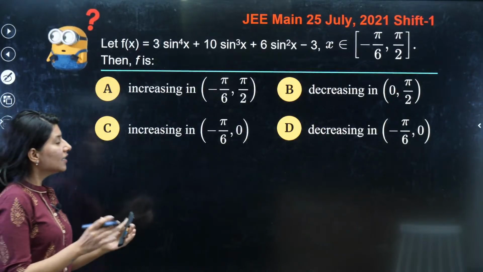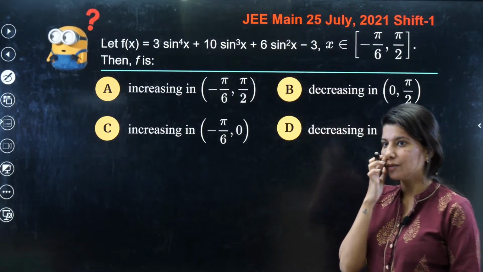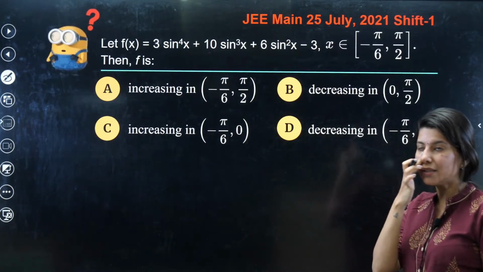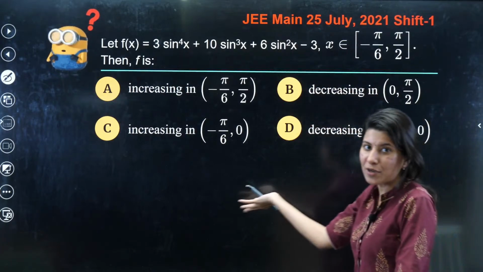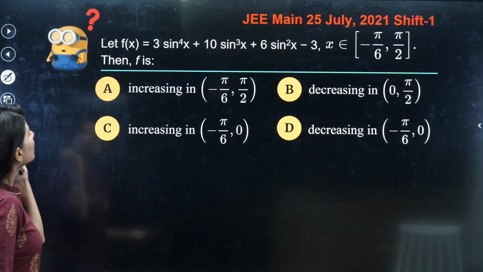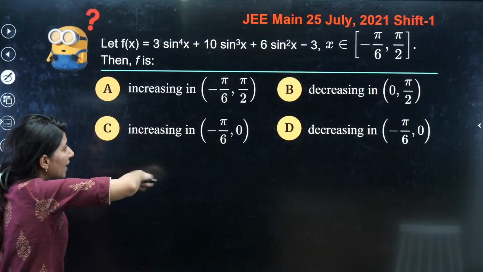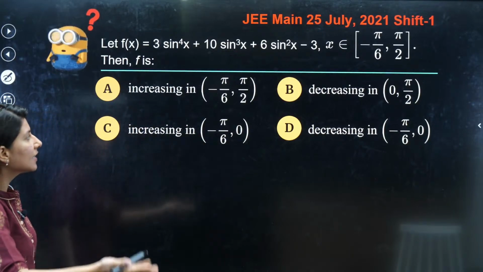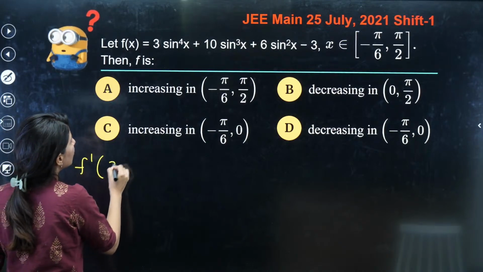Now we have a question from JEE Main 2021. Shall we do it? So this is your f x, and what we are looking for is the interval of increasing and decreasing. Yes, let's do it. So f x is given as this, and we need to figure out where my f is increasing and where decreasing. So it is very obvious that I would like to differentiate it.